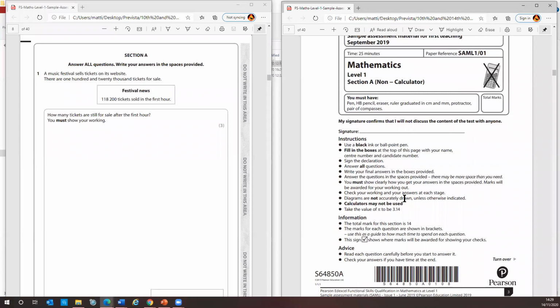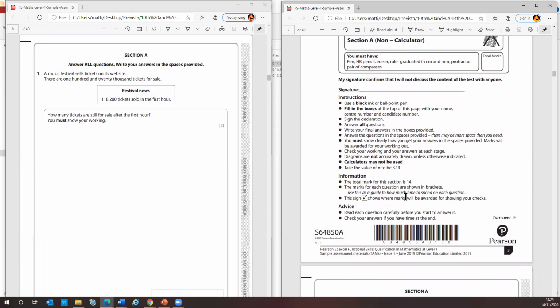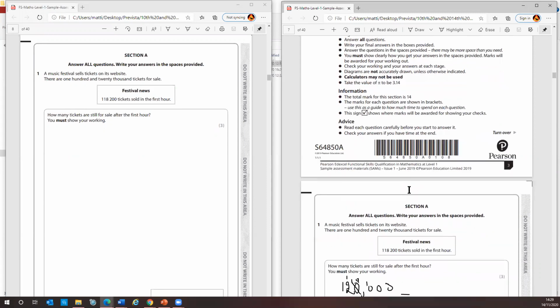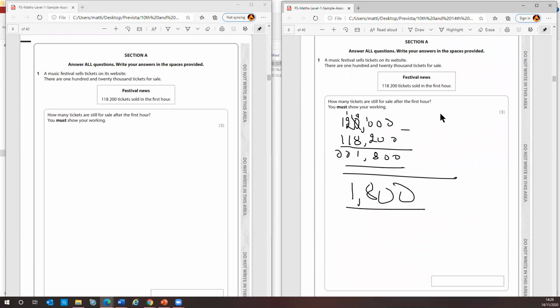Right, so again, I'm having to move pretty quickly through these because YouTube only gives you 15 minutes to put up on it, basically. So essentially all we're doing is taking 120,000 away from 118,200, which gives us our answer of 1,800. That's where we want to be.